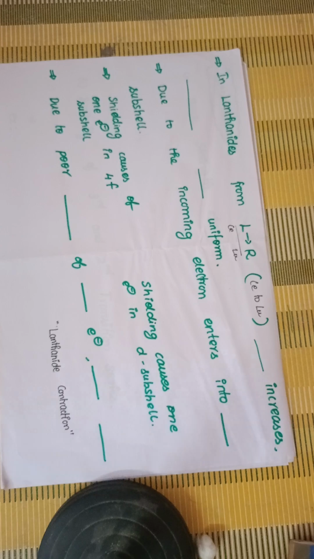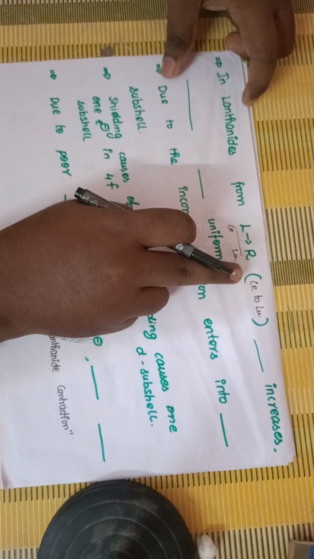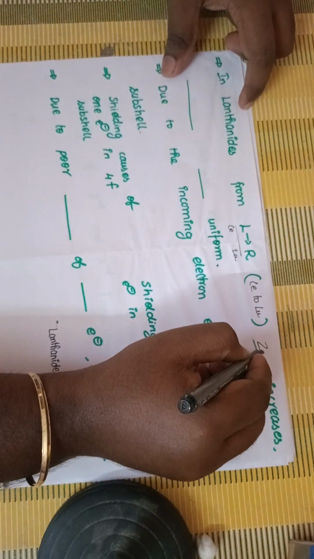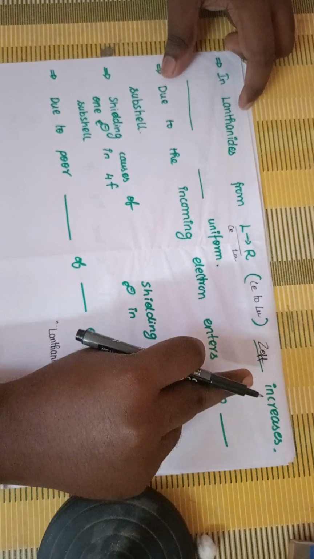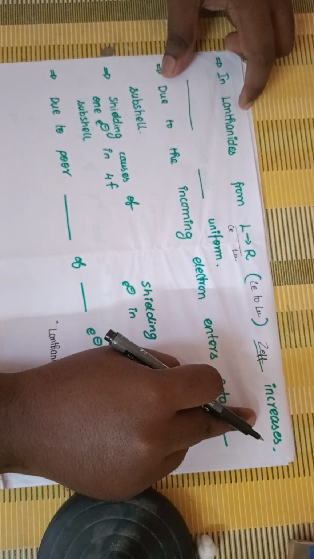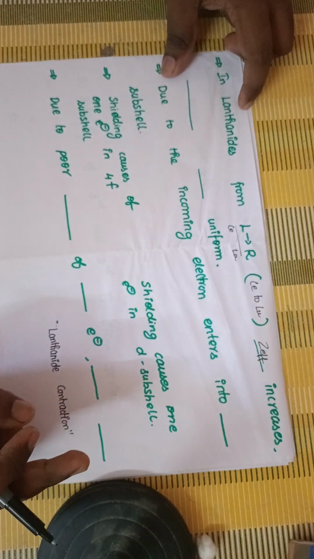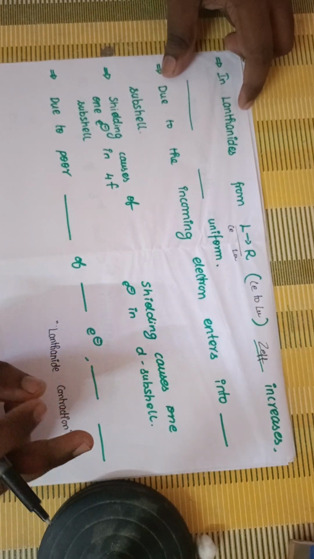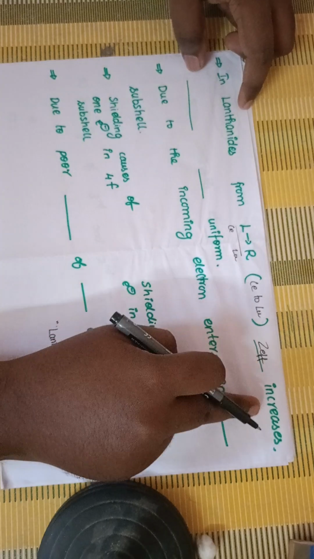On moving from cerium to lutetium, effective nuclear charge increases, which means size decreases. That is okay, but here the decrease is not uniform, it is irregular. The reason is the shielding is not proper. Zeff increases.